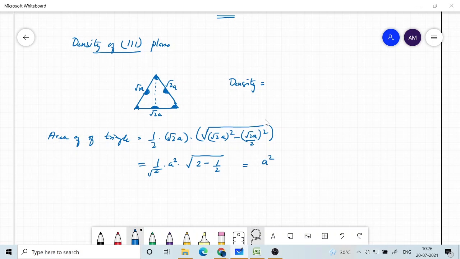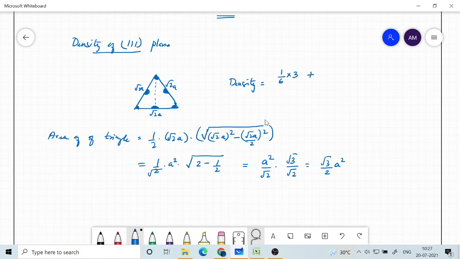So that is a square by root 2, and this is basically what? 2 minus half is 3 by 2, so root 3 by root 2. So it is basically root 3 by 2 square. Okay, so that is basically the area. So density is what? Density is basically 1/6. This is 1/6 multiplied with, there are 3 such.